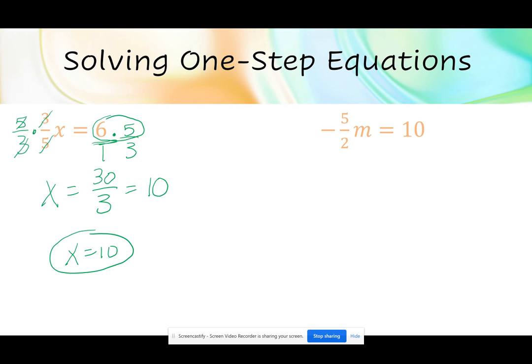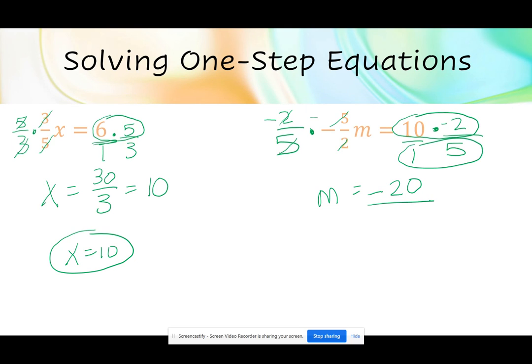Negative 5 over 2m equals 10. Multiply by negative 2 over 5, because that would be 10 over 10. So they all cancel. So m equals 10 times negative 2 over 5. We're going to get a negative. We put this over 1. So we get 10 times negative 2 is negative 20 over 1 times 5 is 5, and we divide them. So now we have negative 20 divided by 5 is negative 4.